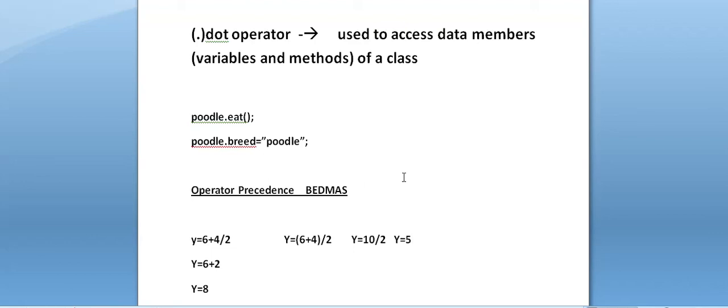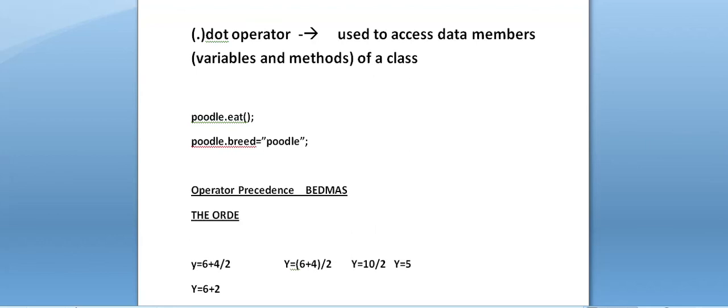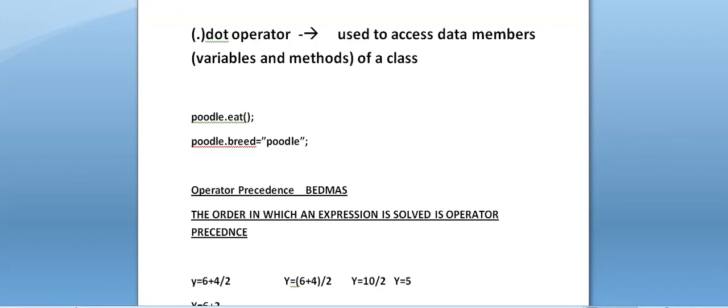Fine. In simple terms you will say the order in which an expression is solved is operator precedence. It means the operator having the first rank, the first position in the operator precedence table, will be solved first.